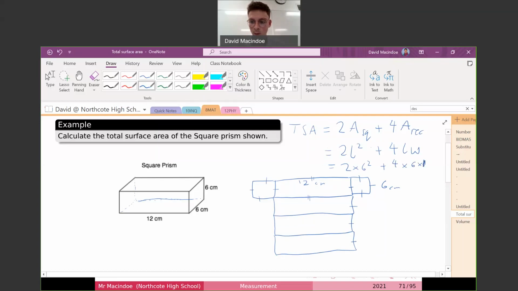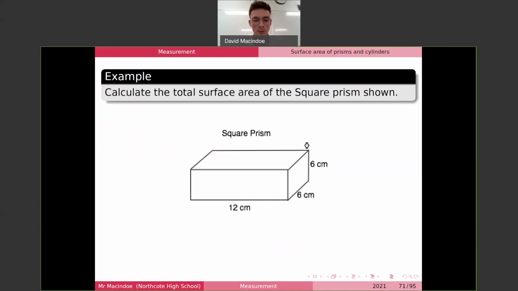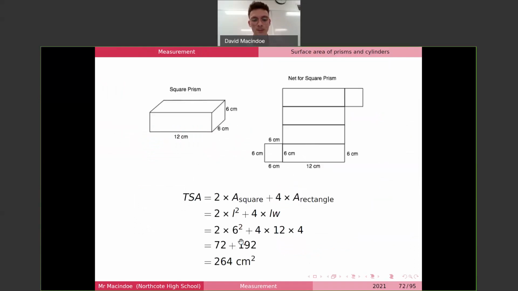So if I do all of these calculations, what am I going to get? Well, 2 times 36, I reckon that's 72. And then here we've got 6 times 12 is also 72 times 4. And it's kind of getting to the point where my mental maths is not enough for me. So I'm just going to look at my answer here. So it's 72 plus 92, ultimately 264 centimeters squared.